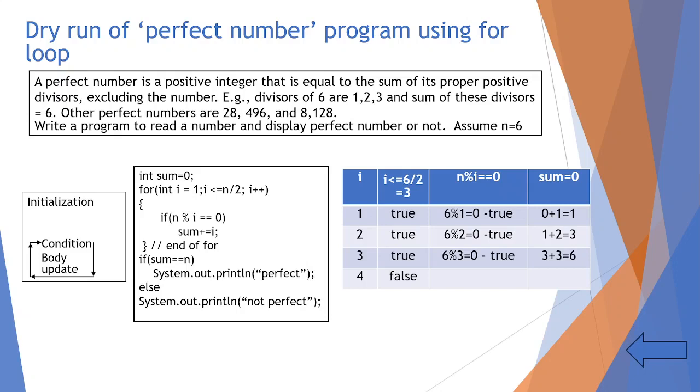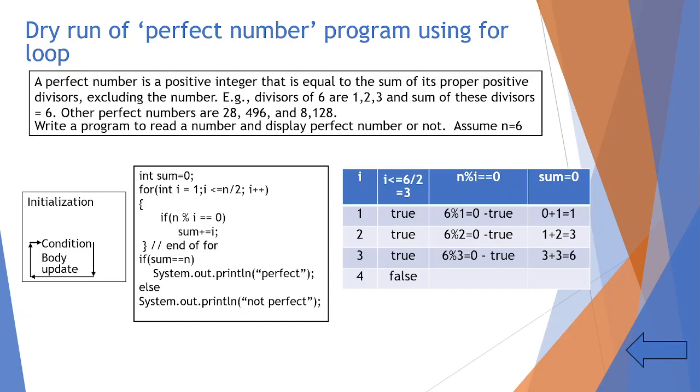So in the for loop, we are using the I variable, I less than equal to n by 2, that is 6 by 2 in this case, and another if condition, n modulo I double equals to 0, and then we are taking the sum. So all these 4 in the dry run we have taken. And this loop works 3 times properly, the 4th time false. So n modulo I, 6 modulo 1 is 0, true. 0 plus 1, initially sum was 0 and then 0 plus 1 is 1.